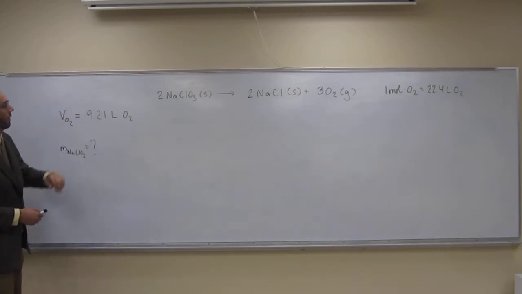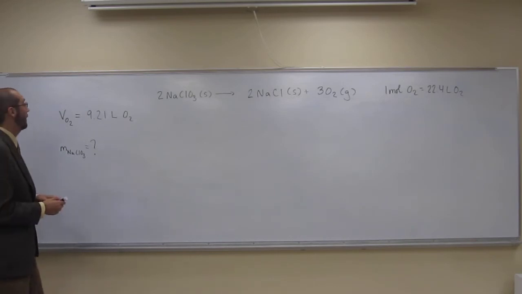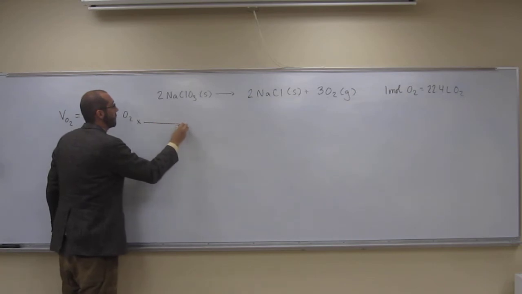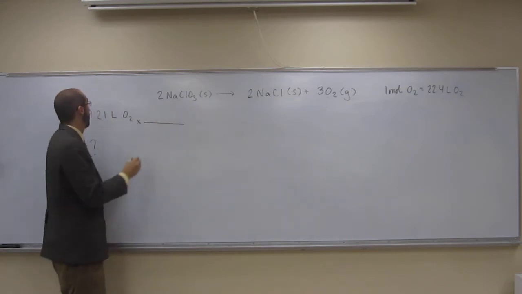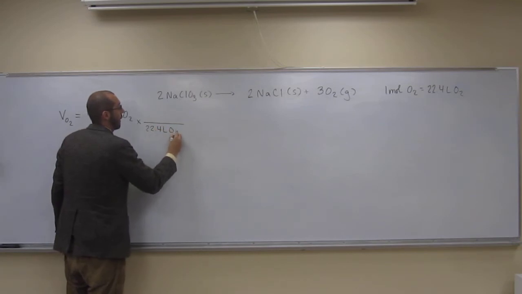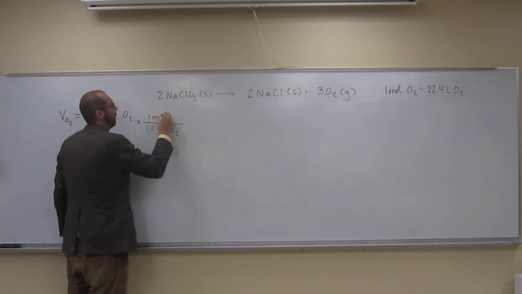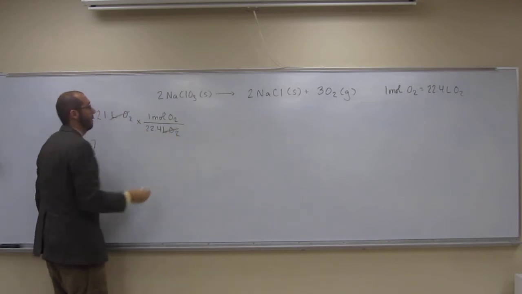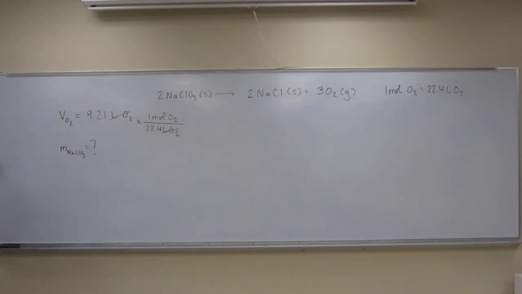So what's the first thing we're going to have to do? Convert from liters to moles, right? Because this is at STP. So we've got that conversion factor that was given to us up there, right? For every 22.4 liters of oxygen gas, we've got 1 mole of oxygen gas. Okay, so watch, cancel, cancel, and we're at moles of oxygen gas. But we want to get to mass of sodium chlorate, so we're not there yet, right?